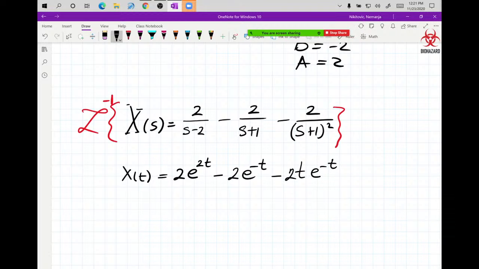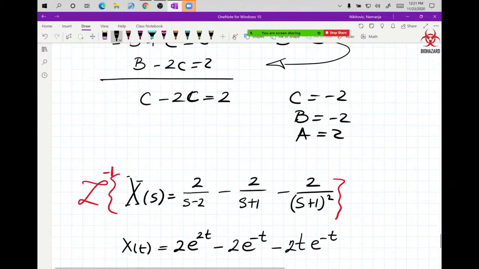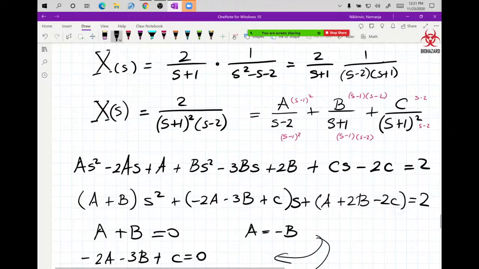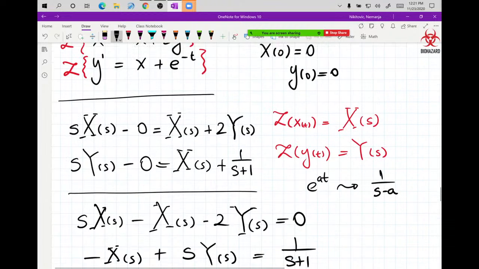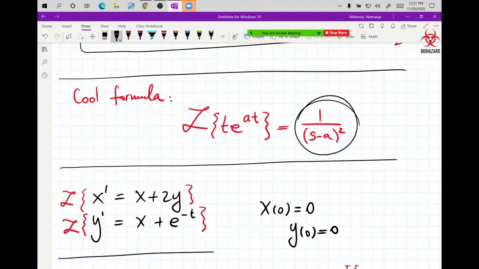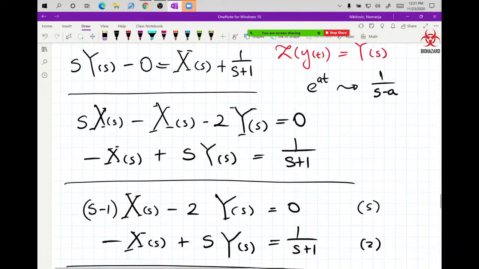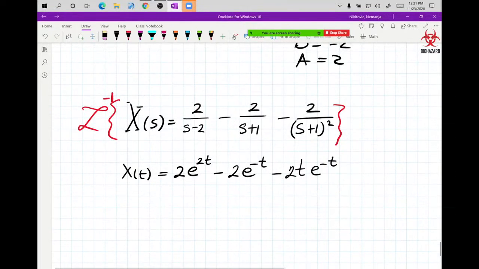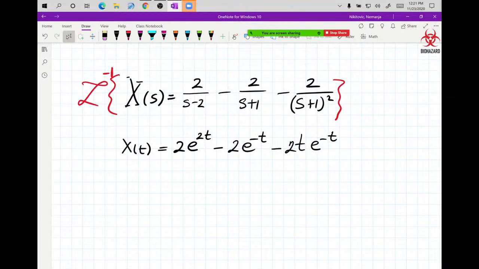Remember the formula I said before? Somewhere up here. There it is. When you have 1 over something squared, it just gives you this t in front, and a is still the coefficient of t in the exponent. So here's your x.